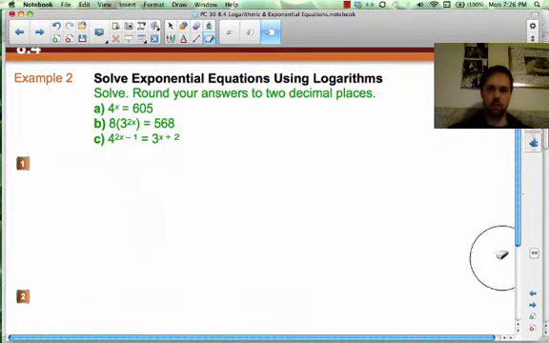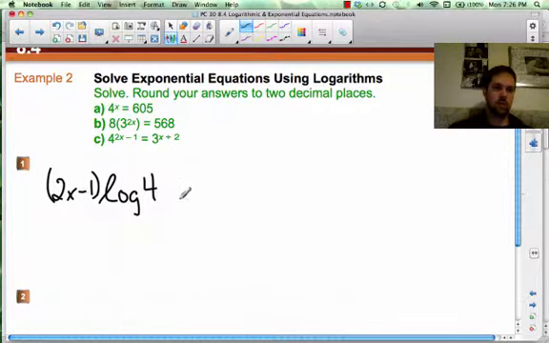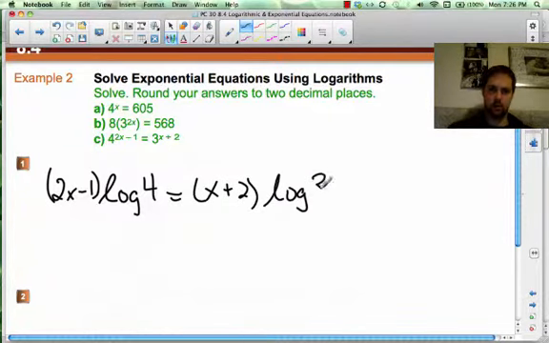Alright, so let's do this last one here then. 4 to the 2x minus 1 equals 3 to the x plus 2. So let's just take the log of both sides and let's get those exponents down. This one's going to have a little more to it because we're dealing with binomials in the exponents. So we can bring this down, x plus 2 log of 3. Alright.